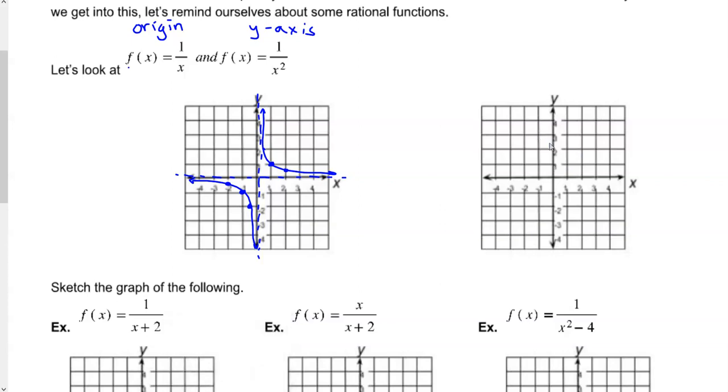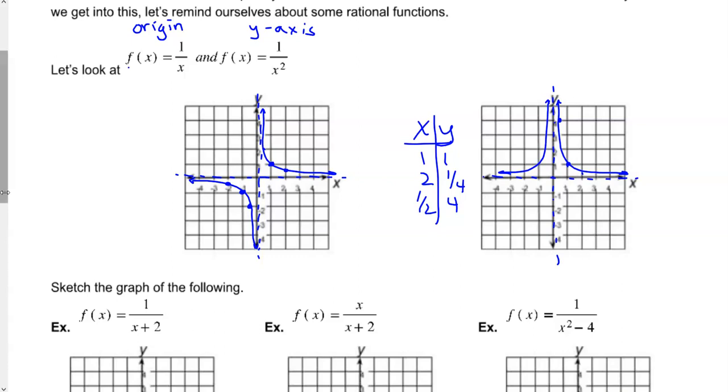Now, if I look at 1 over x squared, again, you can do a t-chart if you want. Can't put in 0; 1 gives 1. If I put 2 in there, I get 1/4. If I put 1/2 in there, then I get a 4. So it looks very similar to what we just had, except it's a little bit steeper, I guess you could say, and shallows out a little bit faster. And because it is symmetric over the y-axis, I have a matching piece over here. Again, we're never going to cross these dashed lines.